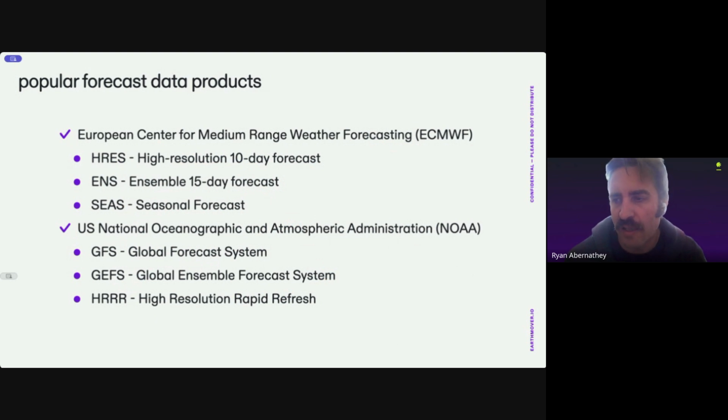On the US side, it's the NOAA, National Oceanographic and Atmospheric Administration, that's producing weather forecasts through the National Weather Service. They are producing the GFS, the Global Forecast System, the GEFS, Global Ensemble Forecast System, which is probabilistic, and then the High Resolution Rapid Refresh Forecast, which is focused on the US. There's many other forecast products out there, but these are some of the most popular weather forecast data products that we see folks using.